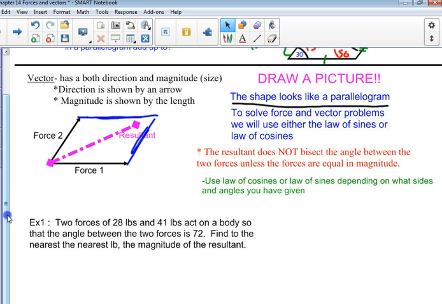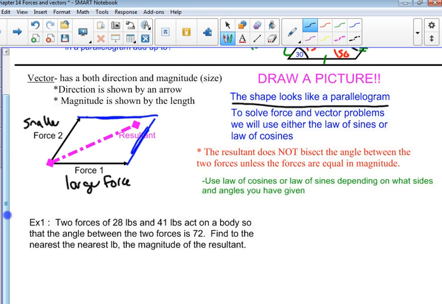And your forces, we want to make the larger force on the bottom, and the smaller one on the side. Because if you think about a parallelogram, if this length is longer than the side length, the magnitude is going to be a little bit larger. So we want to make it as realistic as we can.